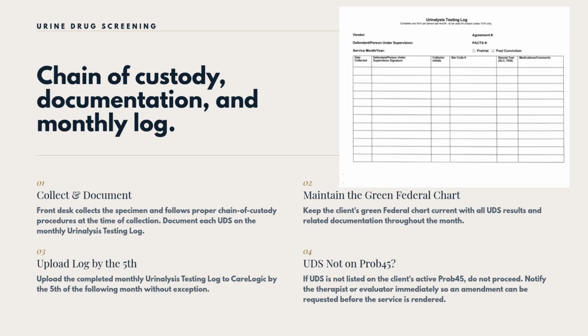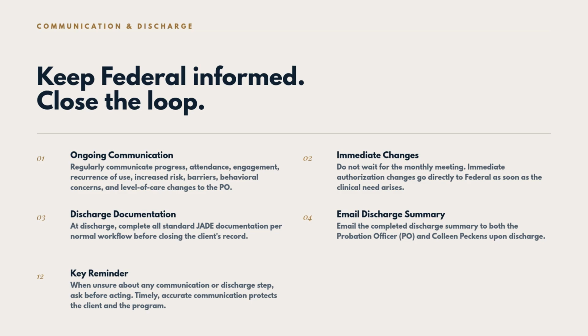Evaluators should request at least 1 UDS per month when completing the amended Prob45 request, with additional testing requested when clinically appropriate. If the front desk notices that urine drug screens are being collected but are not listed on the Prob45, notify the therapist or evaluator immediately. We may still have clinical or regulatory reasons to collect a urine specimen, but federal can only reimburse the service if it's authorized.